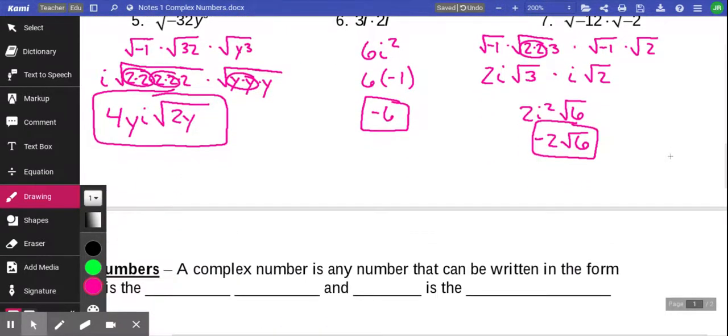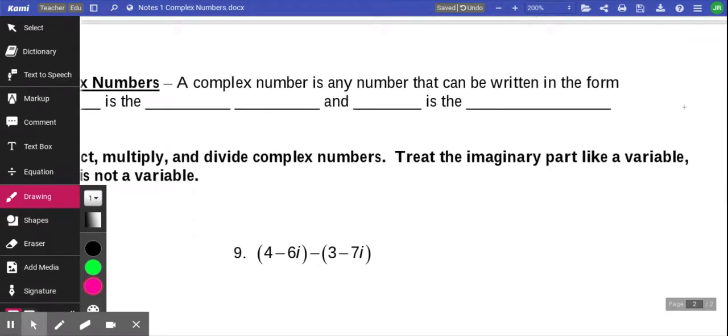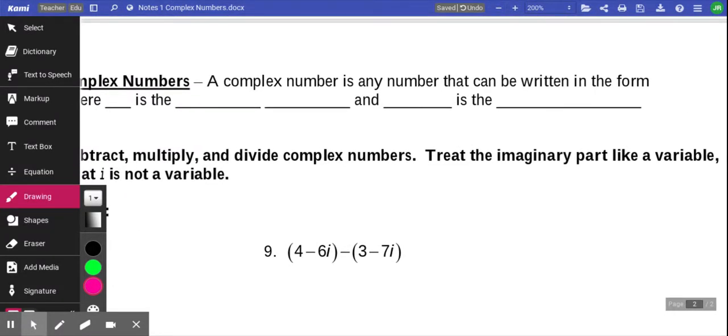I know this is going to take a lot to get used to. I remember when I was first taught about imaginary numbers in Algebra 2, it kind of really just blew my mind.